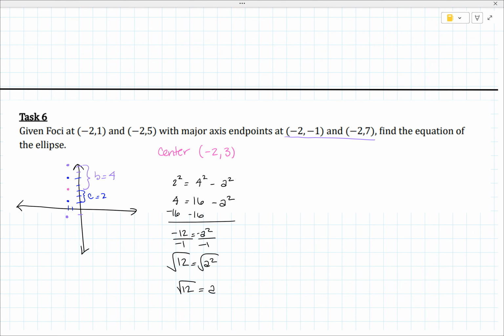I'm just going to leave it like square root of 12. You can simplify it, but we're going to actually just plug it into our equation, so we don't need to simplify it. All right, I'm going to start with my blank equation.